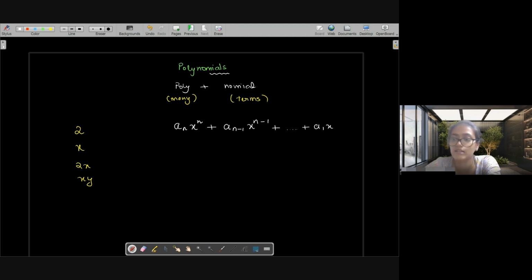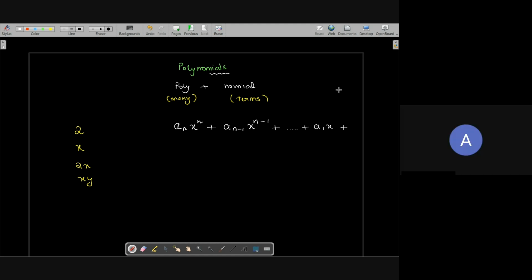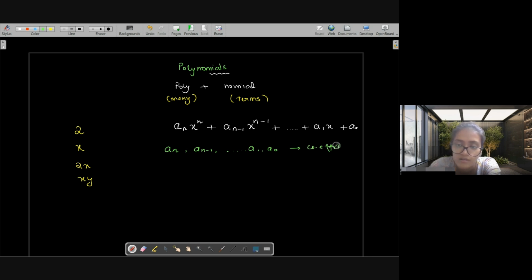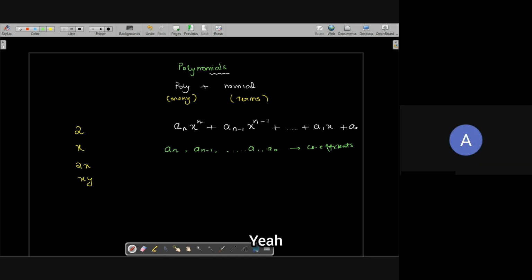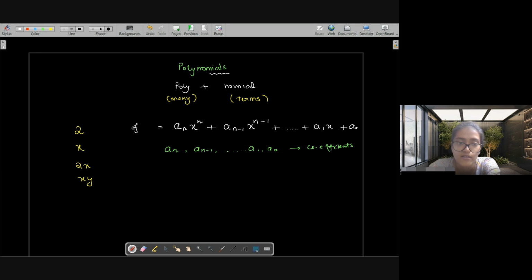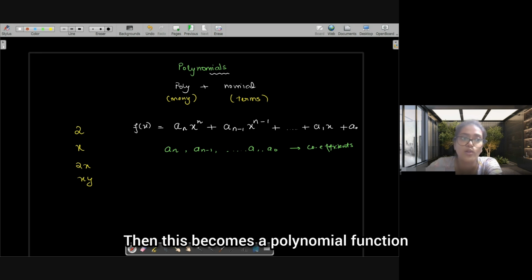plus a1x. And here's the last term, a0. So what are these? an minus 1, a1, a0. These are called your coefficients. You know this already, right? And if you put it equal to f of x, then this becomes a polynomial function.